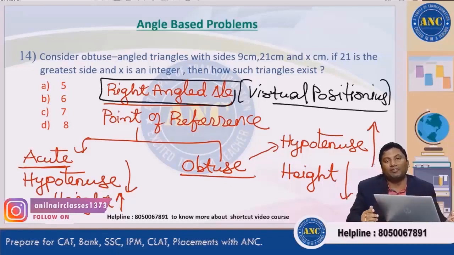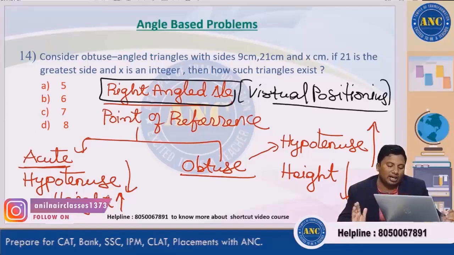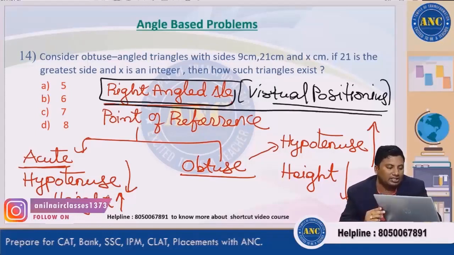Here the point of reference is the right angle triangle. Keep a right angled triangle as a base value and see how an acute angled triangle is behaving with respect to the right angled triangle. In an acute angled triangle, hypotenuse decreases, height increases. In an obtuse angled triangle, hypotenuse increases and height decreases.